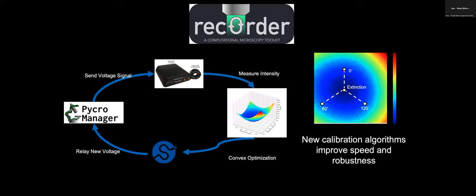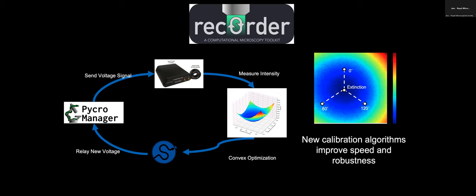We call this pipeline recorder, short for record order. It controls the polarization modulation hardware and controls the rest of the microscope via micromanager. So the structure of the software is that we use micromanager, which is a great software if you are developing your own microscopes.